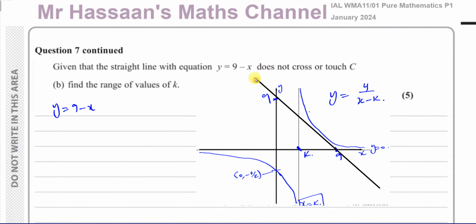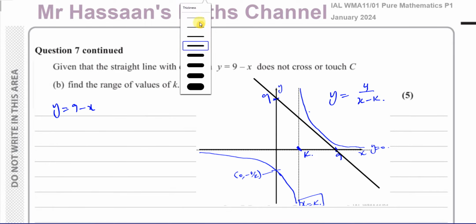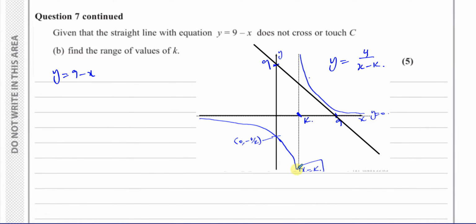Okay, so we've got to find the values of k such that this line does not touch nor cross the curve. So basically, what we've got to do is solve simultaneously the equations y equals 4 over x minus k and y equals 9 minus x, and find the values of k for which there will be no solution to the simultaneous equations that we form.